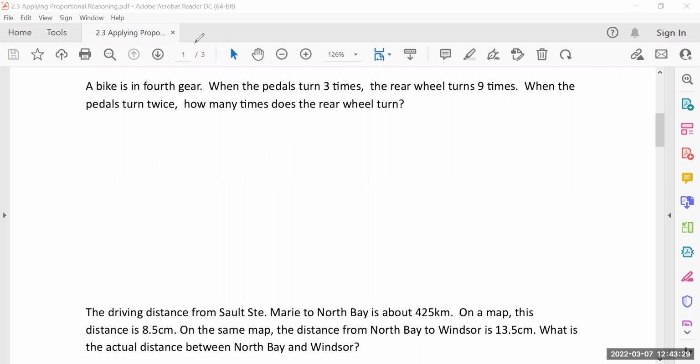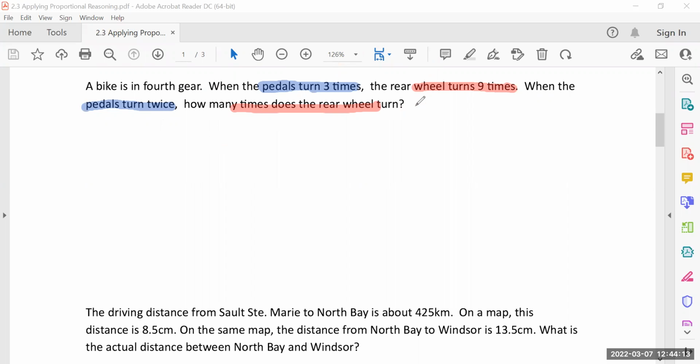How about I color code this to make sense of it all? When the pedal is 3, the wheel is 9. If the pedal is 2, what's the rear wheel? So it sets up the ratio for you. Again, I don't mean to confuse you, but I have to be honest. I could do blue to red equals blue to red as my ratio. I can also do blue to blue must be equal to red to red. Any of these ratios are okay.